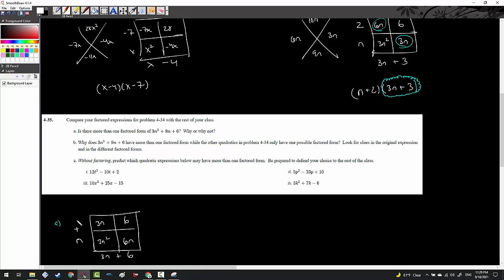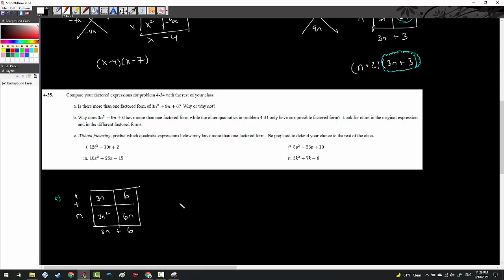And I believe this is plus 1. Now, I believe this actually does work. And so how is it that I could actually end up with this situation where I have n plus 1 times 3n plus 6, and how could that possibly equal n plus 2 times 3n plus 3? And does it actually pan out?